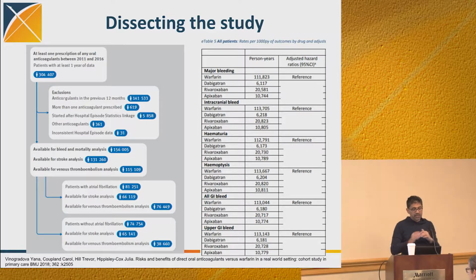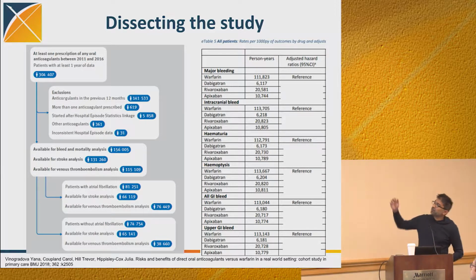There are a certain number of people that were excluded because they had anticoagulants in the past 12 months, or they had more than one anticoagulant prescribed, or they had some other exclusion category that the investigator has pre-specified. Now, once they have met all the inclusion and exclusion criteria, you have a total number of people. Those total number of people are represented in this table here.